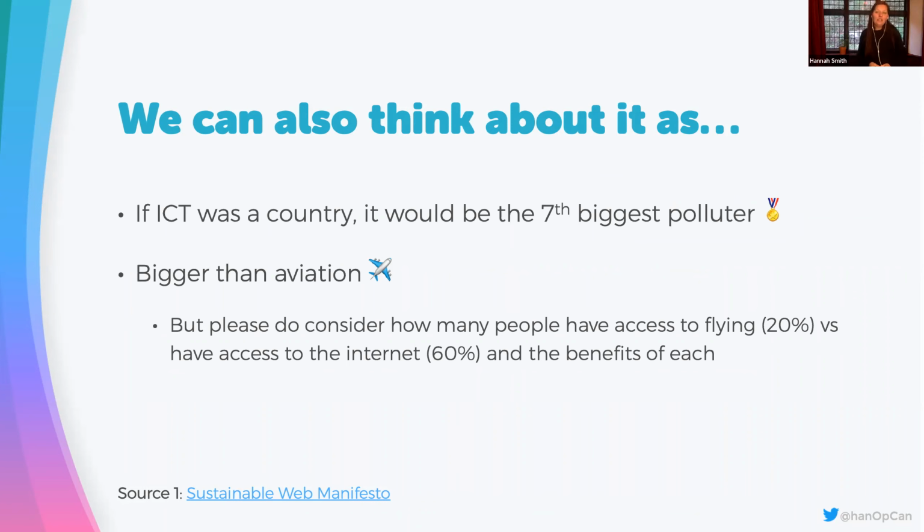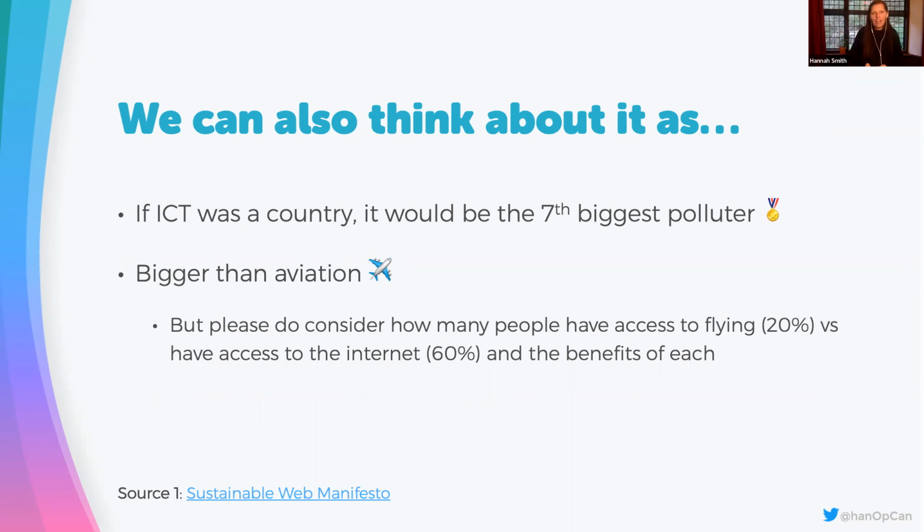You may have heard these 2 facts used before when talking about the impact of digital tech. I think it's useful to talk about tech as being bigger than aviation, the pollution caused. But I just want to put a bit of a qualifier around that and say, please consider how many people in the world have access to flying. It's about 20% versus how many people have access to the internet. It's about 60%. So I sometimes feel a little uncomfortable with using that as a direct comparison, but it is often used.